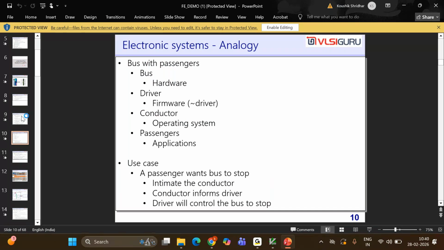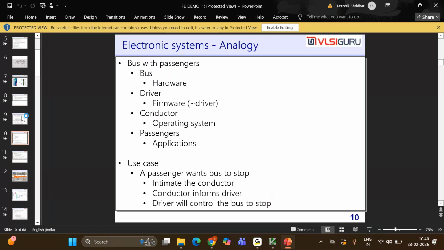So here, the bus is like the hardware. In this scenario, the bus is like the hardware. Okay, drivers are like what? Firmware. The bus driver is like firmware. The bus conductor is like the operating system. Bus passengers are like applications.